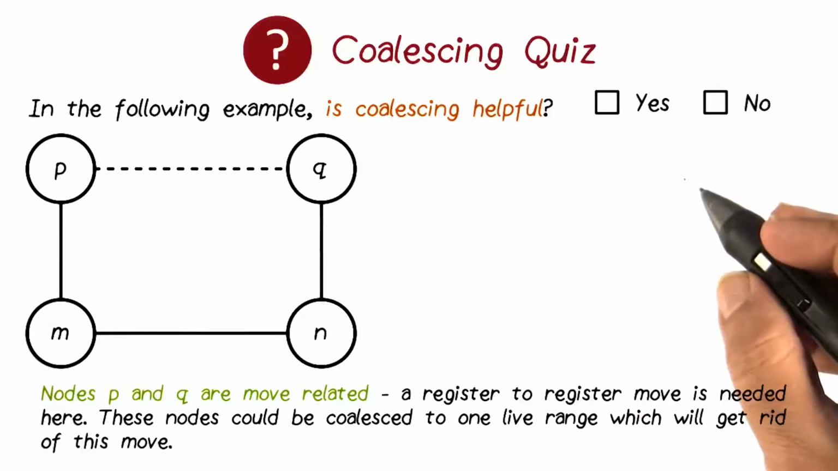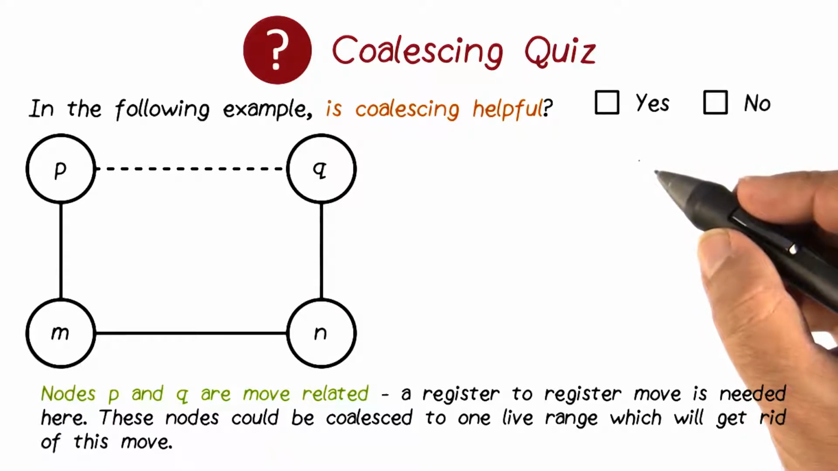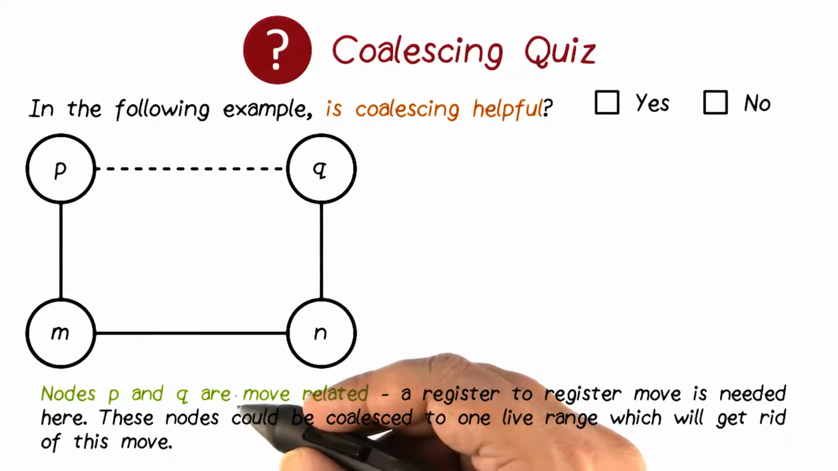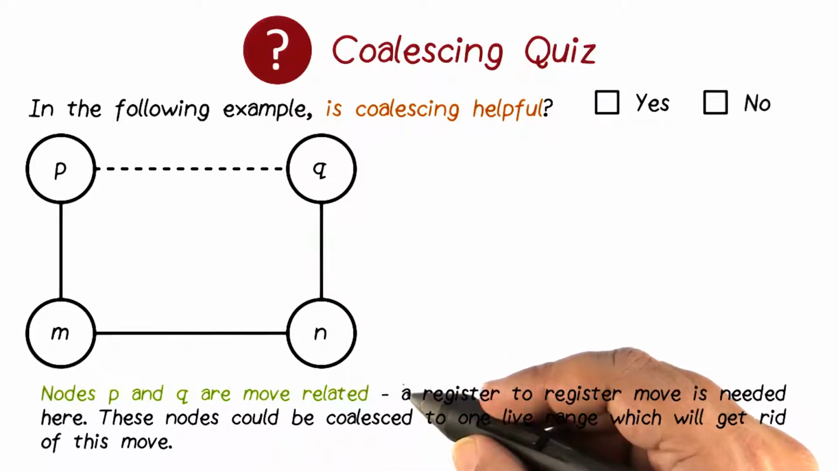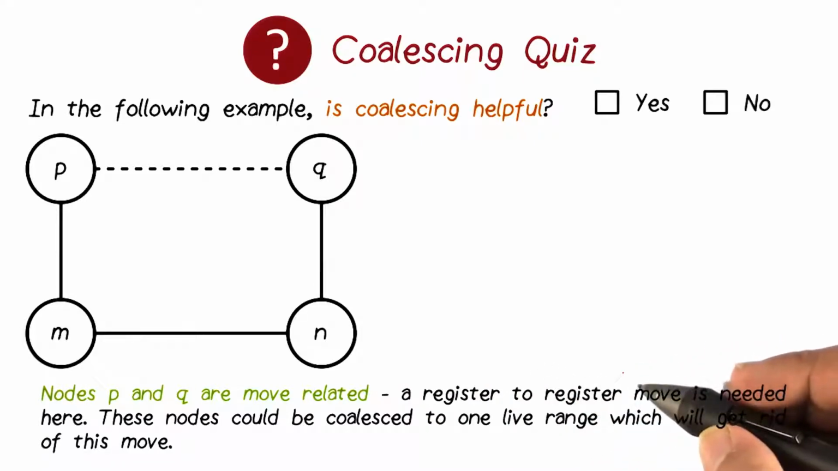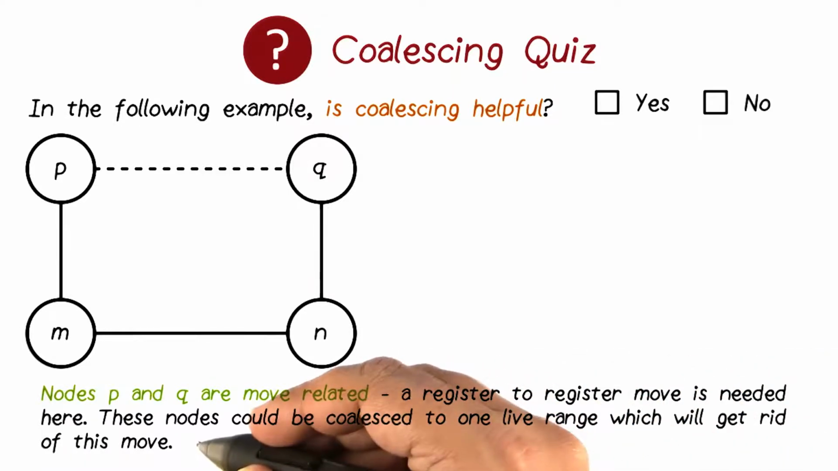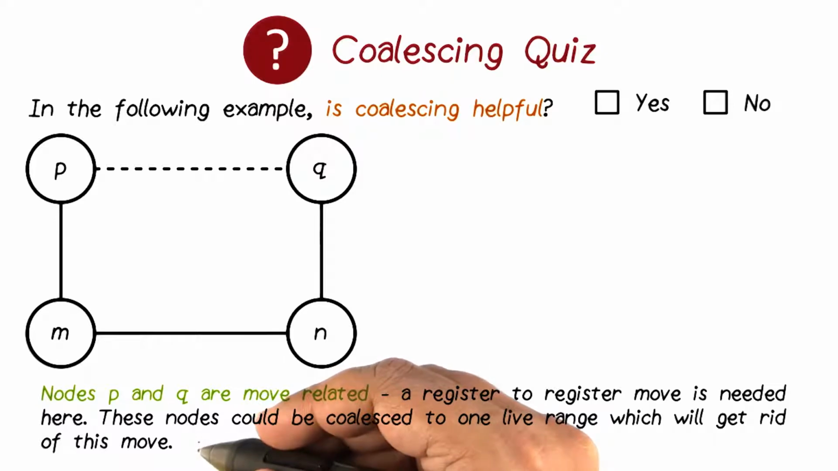So students, having understood what coalescing really means, now let us understand if it is helpful in certain situations. What we have here is a simple example, and the question here is, is coalescing helpful for this type of an interference graph? Note here that P and Q are move-related nodes. In other words, a register-to-register move is needed here because these two could get different registers. These nodes, if coalesced into one live range, which means they will be allocated to a single register, can get rid of such a move.